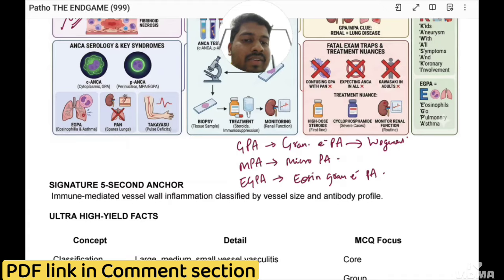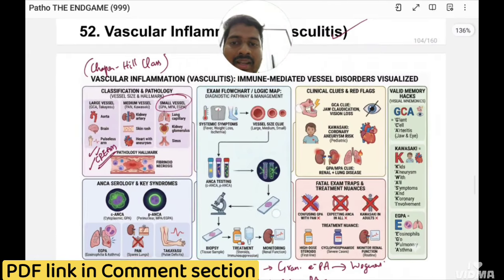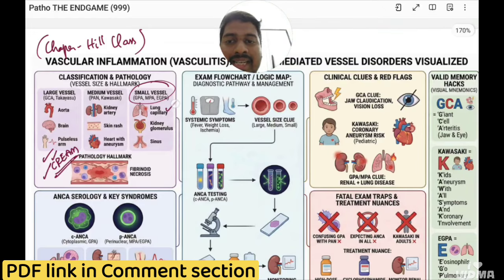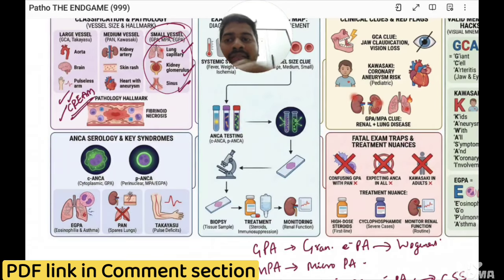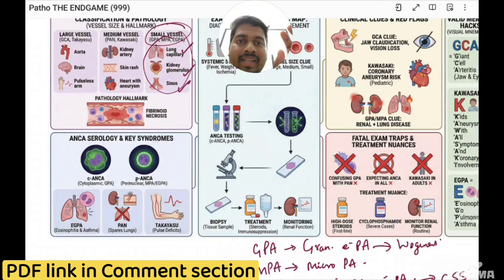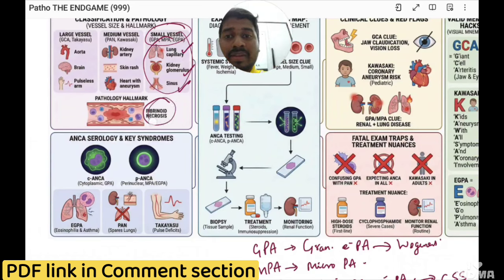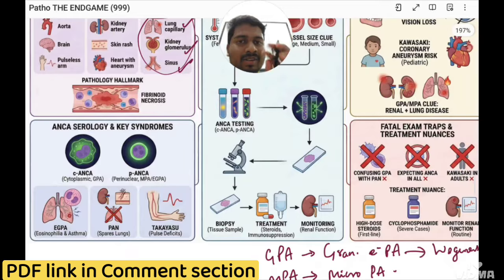Okay, and eosinophilic granulomatosis was known as Churg-Strauss syndrome. Churg-Strauss you would have heard of. Okay, which is associated with asthma also. So basically it affects lung capillaries, kidney glomerulus, and sinus. Okay, we'll see how to differentiate this. One important thing you should remember is pathology wise, this vasculitis shows fibrinoid type of necrosis. Okay, so remember which type of necrosis occurs in vasculitis. It is fibrinoid.